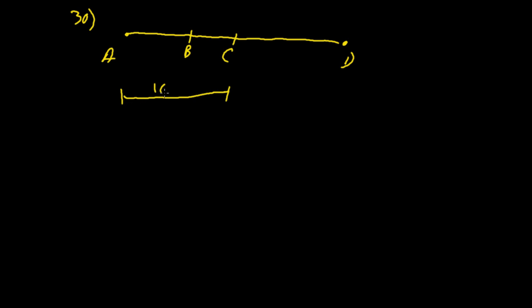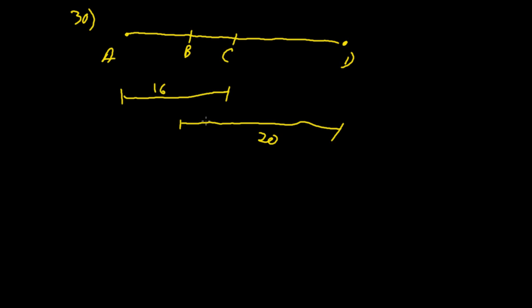Alright, question 30 says, points B and C lie on the line AD, as shown below. Something like this. It's supposed to be a straight line. This is D, this is A, B is about here, and C is about there. And it says the length A to C is 16 units long, and length B to D is 20 units long.